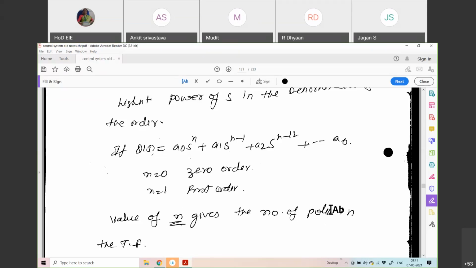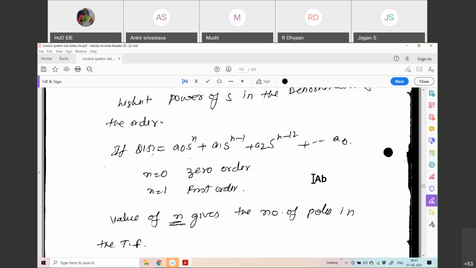When you equate the denominator terms to 0, S minus A is equal to 0, so S is equal to A. A is a pole. In case your denominator has S plus A, then S plus A is equal to 0, so S is equal to minus A. The pole is minus A, right?